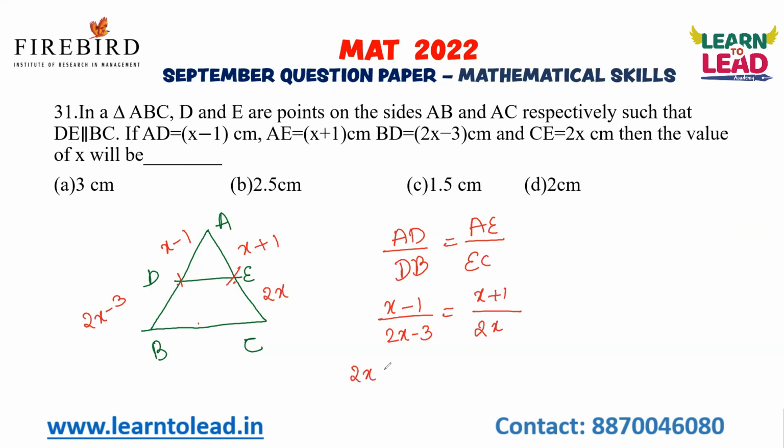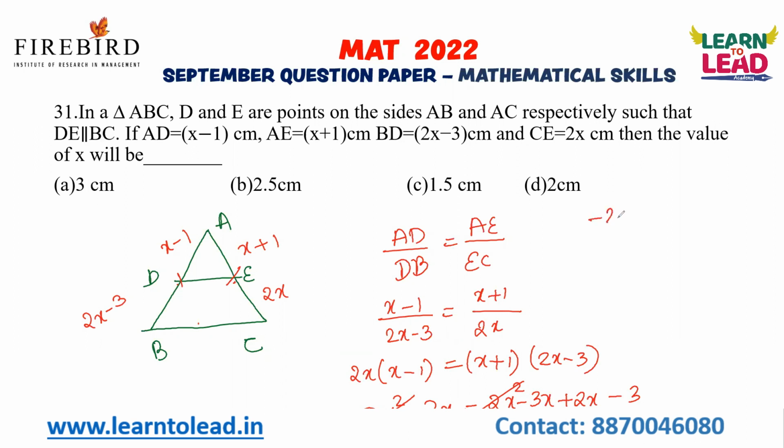Just cross multiply. 2X into X minus 1 is equal to X plus 1 into 2X minus 3. So 2x square minus 2x is equal to 2x square minus 3x plus 2x minus 3. So 2x square I can cancel. Just take all the x to one side. So minus 2x plus 3x minus 2x is equal to minus 3. So minus 4x plus 3x is equal to minus 3. So minus x is equal to minus 3. So x is equal to 3 centimeters, that is your answer.